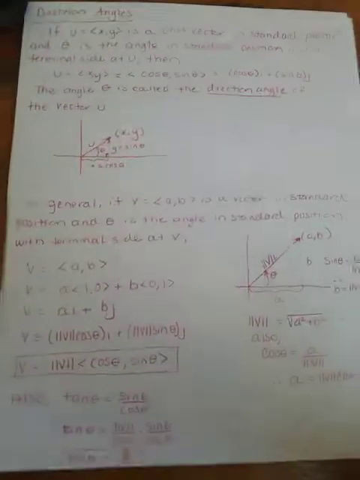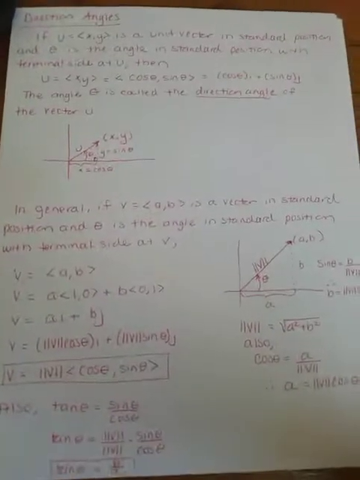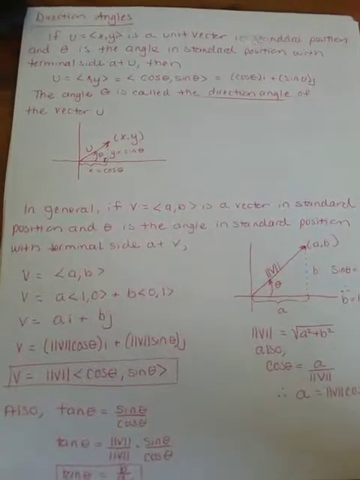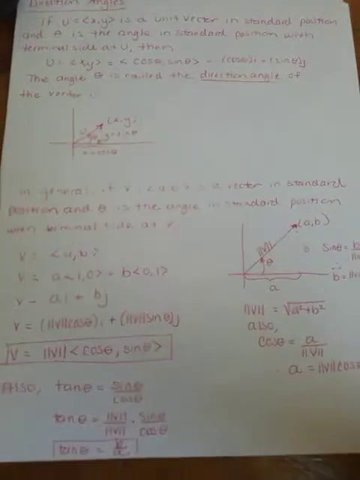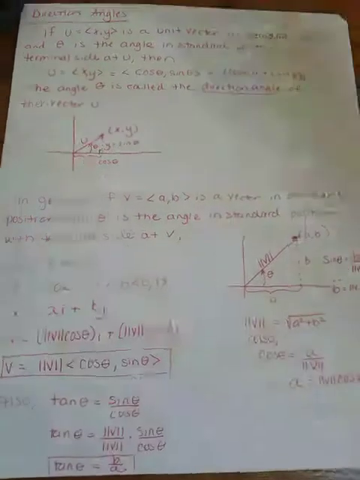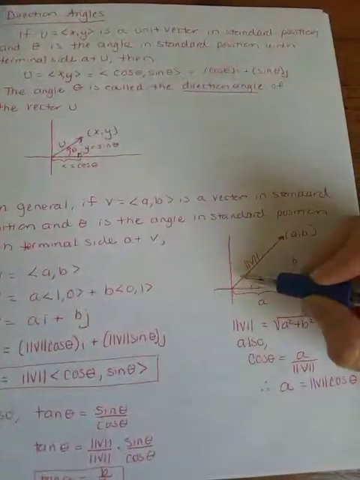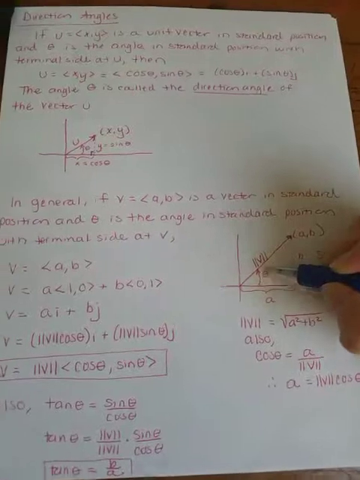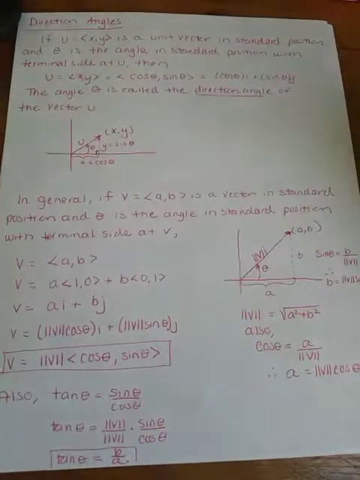Sorry, more notes. In general, if vector v is in component form ab and it's a vector in standard position, and theta is the angle in standard position with terminal side at v. So again, here's your vector v ending at ab. Here's your theta in standard position. This is kind of a mini proof here.